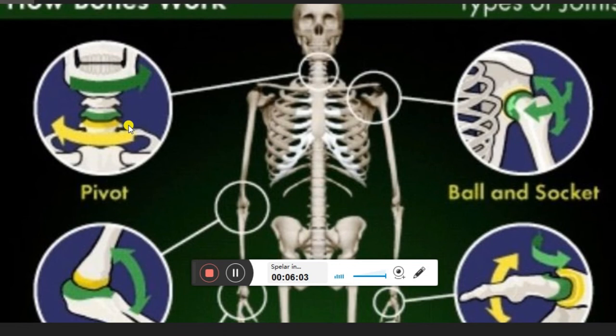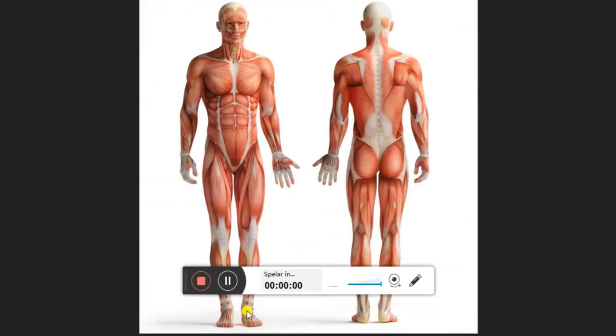So, neck region, you can see you can move your head left and right and also up and down. The joint between the skull and the spine is a pivot joint. We can turn our head from side to side and up and down because of this joint.